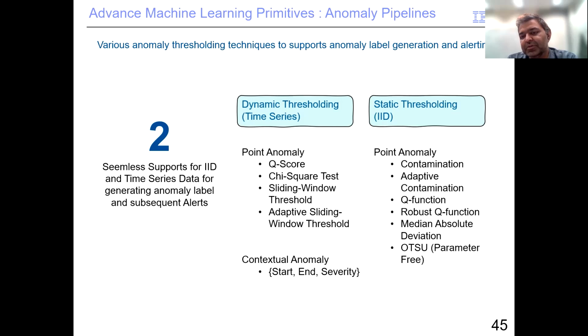Static thresholding doesn't change over time. And we have a couple of different types of thresholding techniques, like contamination based, adaptive contamination, Q, robust Q score.